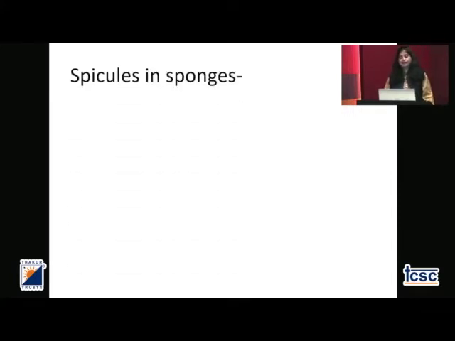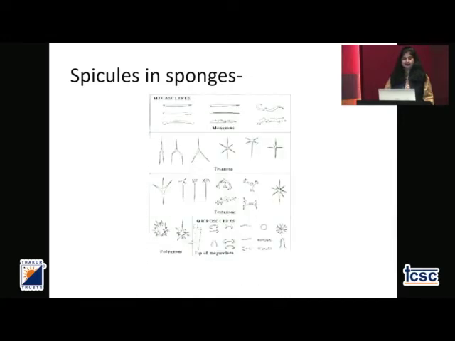There is a wide variety of spicules present in sponges. They are either megascleres or microscleres. Among these there are monaxon, triaxon, tetraxon, polyaxon, triradiate and amphidisc. A wide variety of spicules are present in different species of sponges.